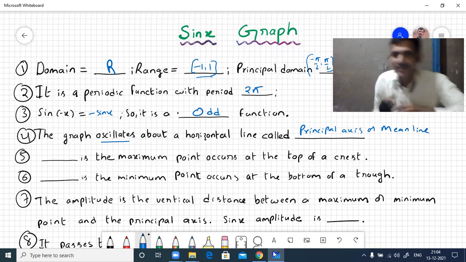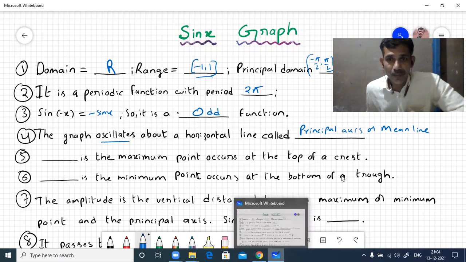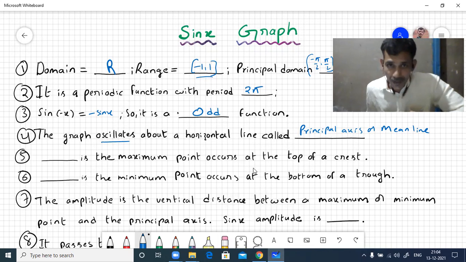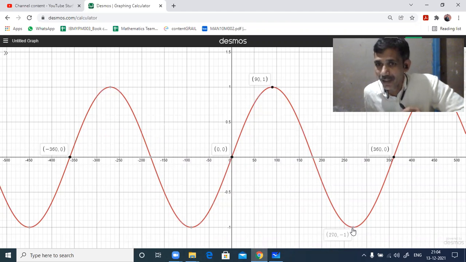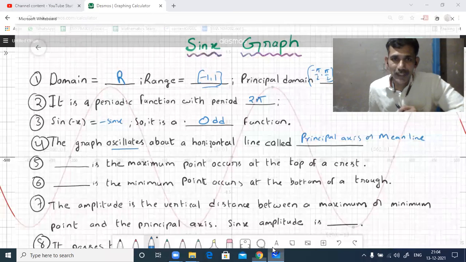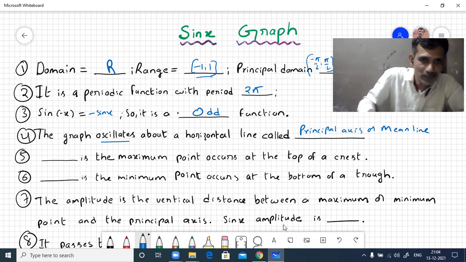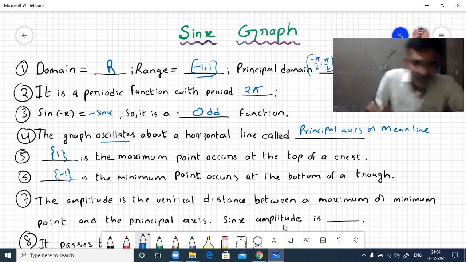Next, what we can talk about: the top of the crest. What is the maximum point? What is the minimum point? The maximum point occurs at the top of the crest, that is 1. The minimum point is at the bottom of the trough. These terms we will get in physics. The maximum value is 1 and the minimum value is -1.